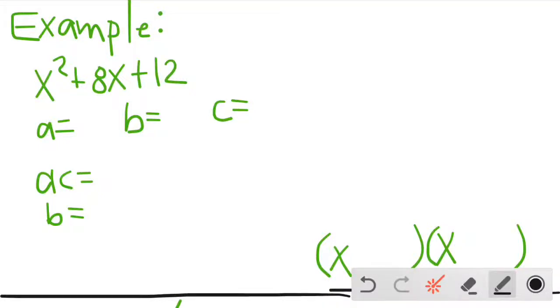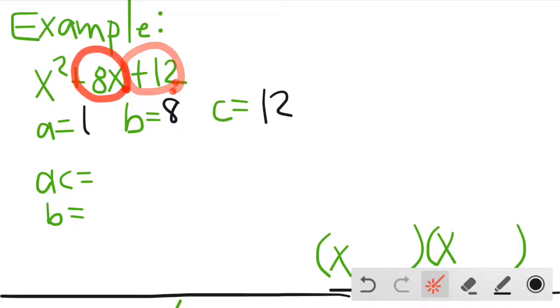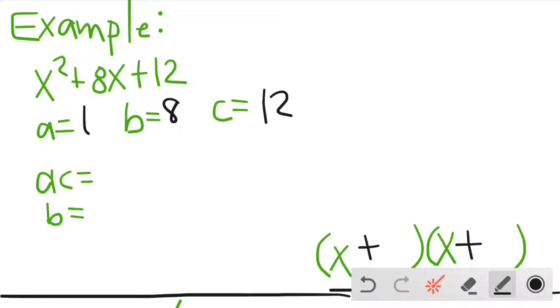Alright, let's try out an example right here where we have the given. Let's list down the A, B, and C coefficients: a is 1, b is 8, and c is 12. In our previous lesson, if you remember, when C is positive and so is B, you are expecting the signs in your factors to be both positive. So let's see if that will hold true.